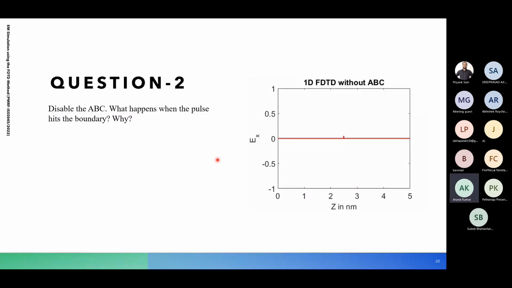Now, one of the questions was what happens when we disable the absorbing boundary condition, and we had one of the questions in the chat as well: why do both the pulses get a phase shift of 180 degrees?